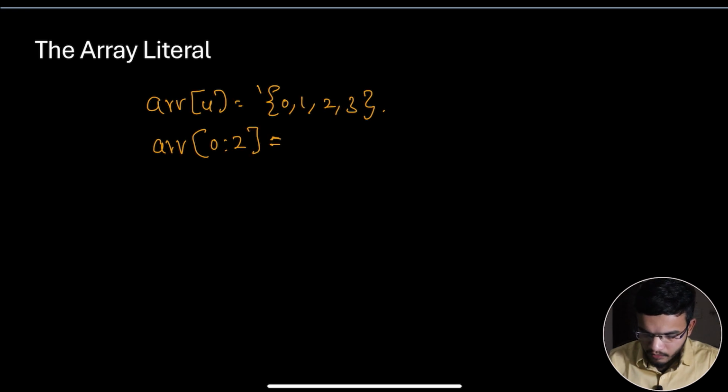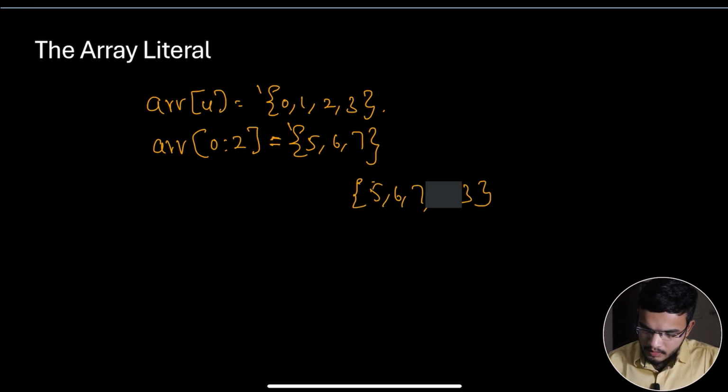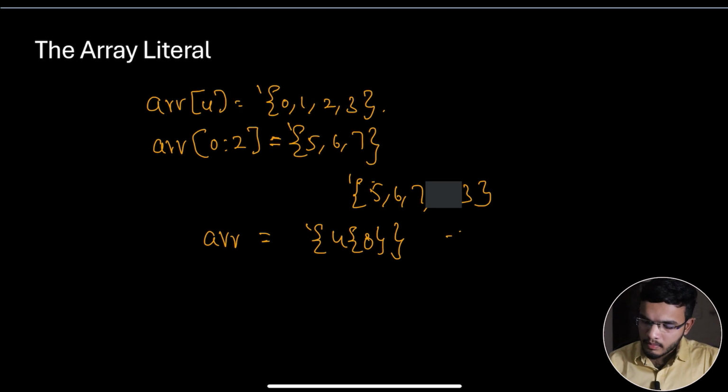And if you want to rewrite some of the values, this will set the three elements to 5 6 7. Now the updated array would be 5 6 7 3. This is the updated array. And if you want to make all the values the same, then you can just mention it like this. This means I am getting a value of 8, 4 times.